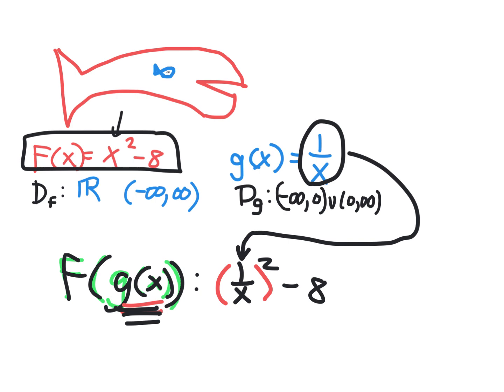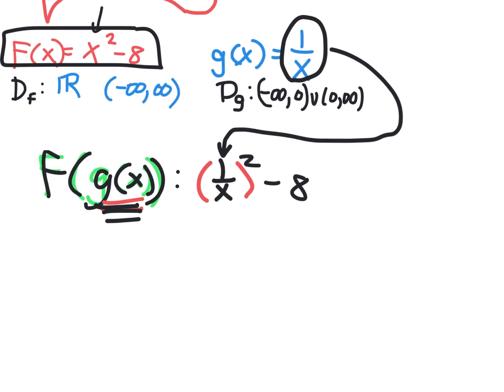Now you do have to multiply it out. But what's 1 squared really? 1. Just 1. So 1 over x squared minus 8. And that's the function, and that's it. But now, would you agree, we have a new function that was made up of the two parent functions, we call them. It's a new function. We could call it a new name if we wanted to. We usually don't. We usually just call it f of g of x.